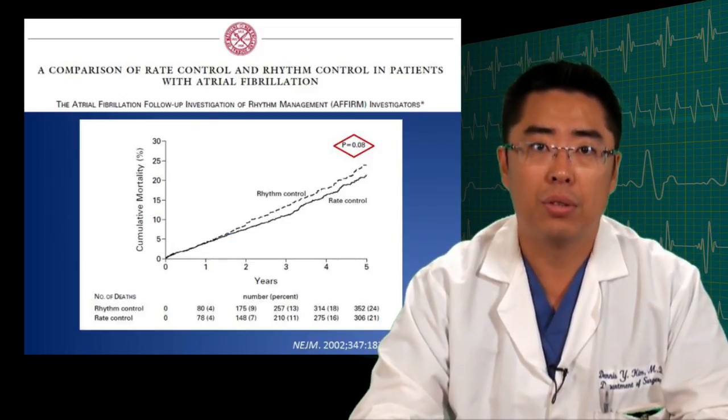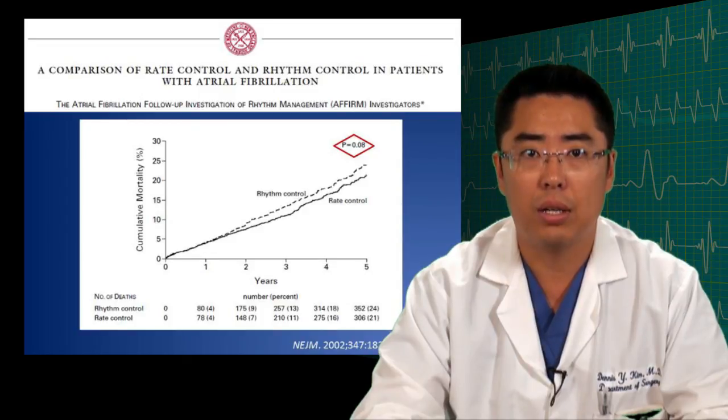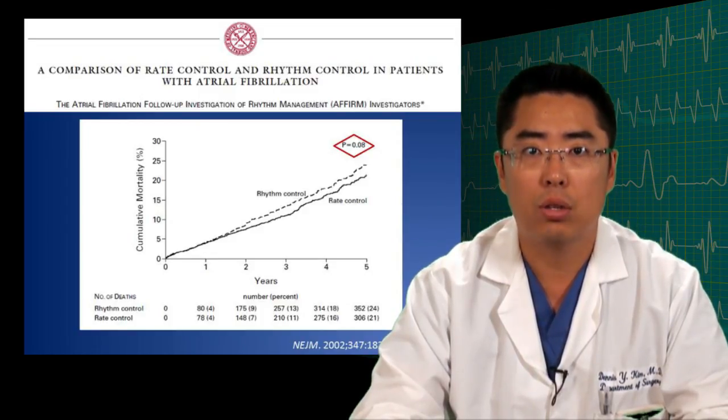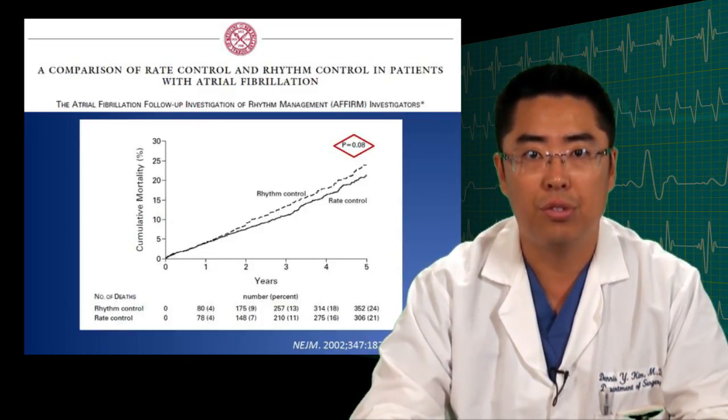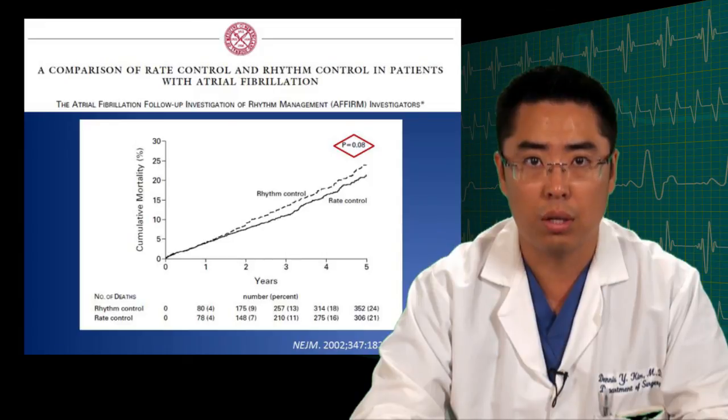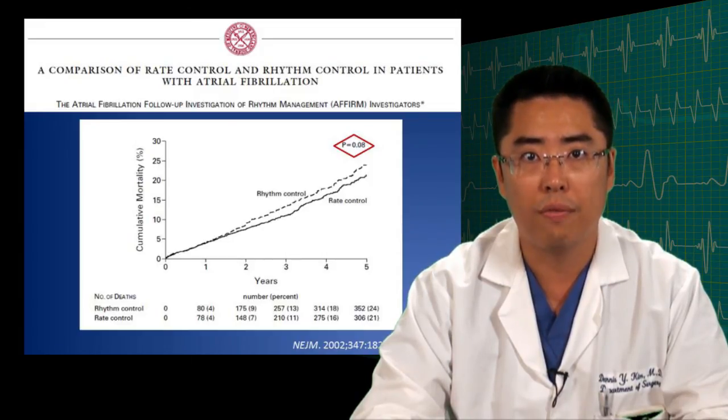In the early 2000s, there were approximately 5 randomized trials comparing rate control with rhythm control in patients with atrial fibrillation. The AFFIRM trial was by far the largest of these trials, including more than 4,000 patients over the age of 65. In this study, there was no difference in terms of all-cause mortality, and in terms of complications, there was likewise no statistically significant difference.